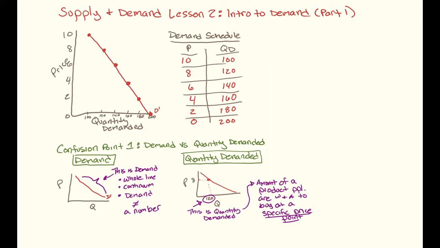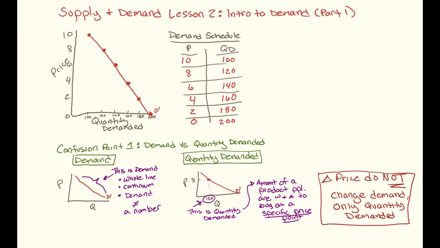It's a fundamentally different thing than overall demand, because quantity demanded tells you the amount of a product people are willing and able to buy at a specific price point. And so while changes in price do not affect demand, they do affect quantity demanded. So this is the part where we really want to hammer home the concept that changes in price do not change demand. They only change the quantity demanded.